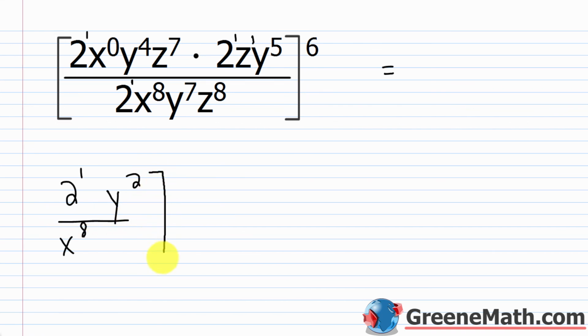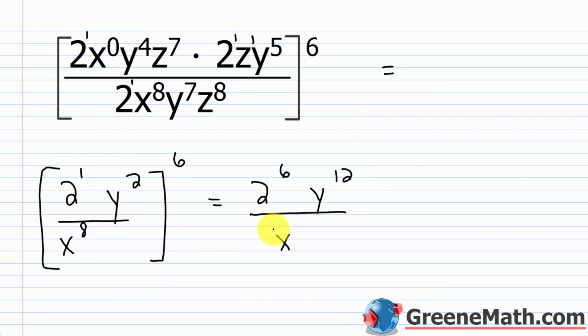So don't forget your brackets here. And this is all raised to the 6th power. So 2 to the 1st power is raised to the 6th power. 2 stays the same. Multiply 1 times 6, you get 6. Y squared is raised to the 6th power. Y stays the same. 2 times 6 is 12. So that's y to the 12th over. X to the 8th is raised to the 6th power. X stays the same. 8 times 6 is 48. So we get 2 to the 6th power times y to the 12th power over x to the 48th power.